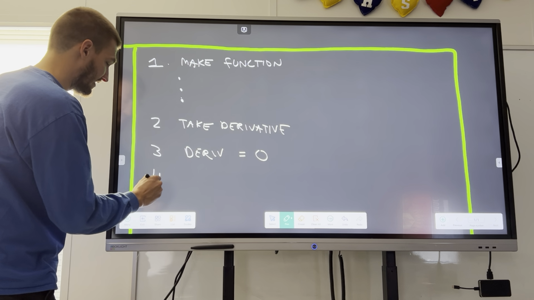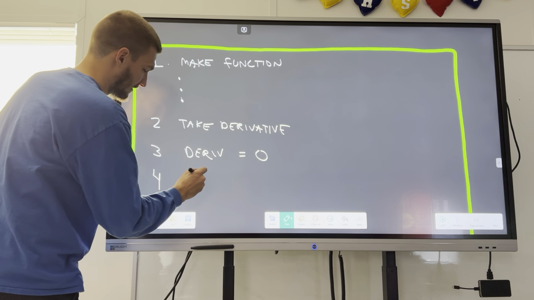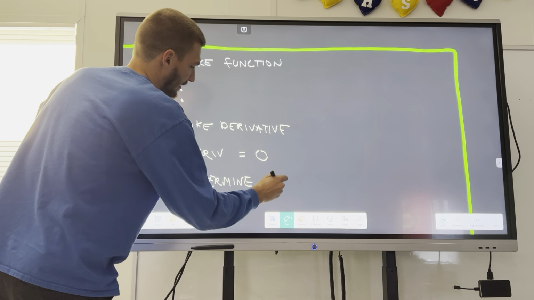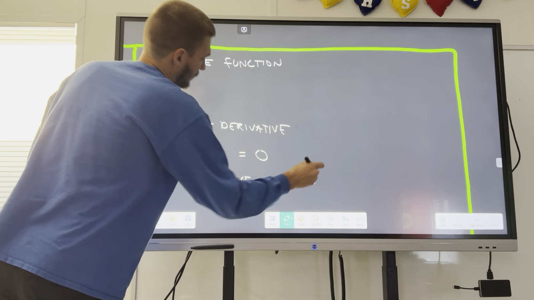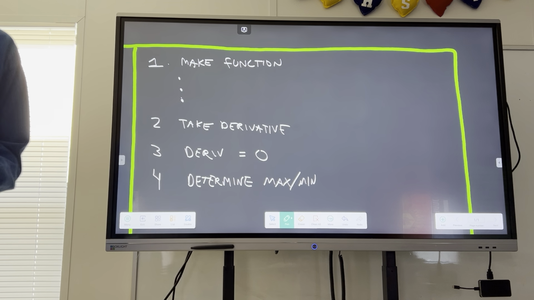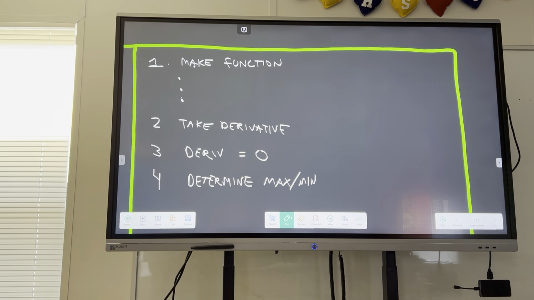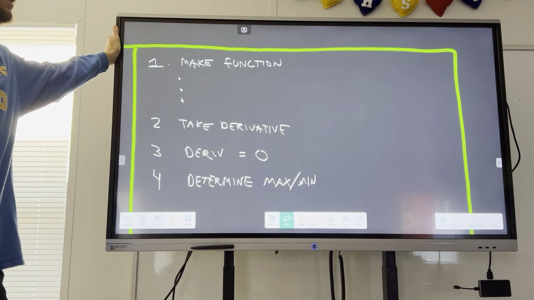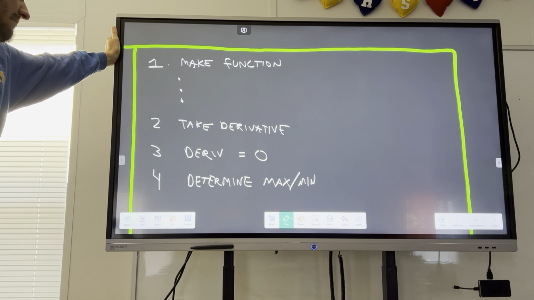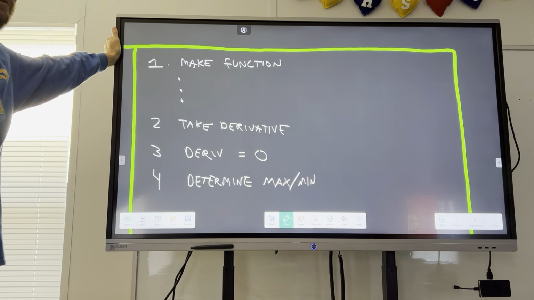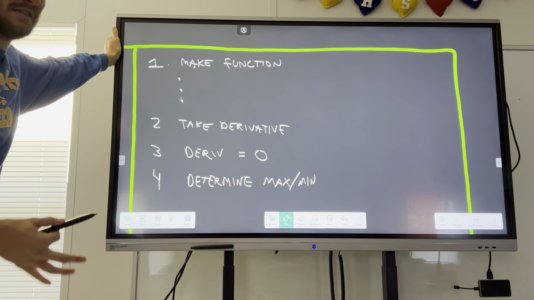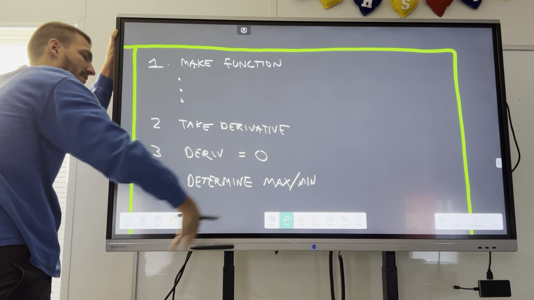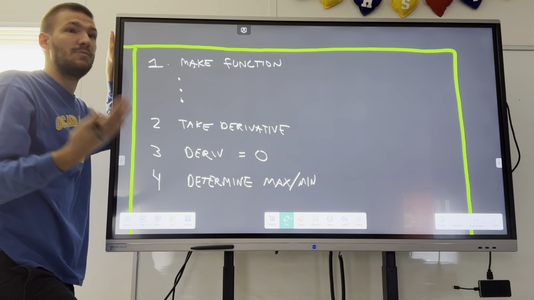And then lastly, determine if that is a max or a minimum. These are all things that we know how to do. The good news about optimization is that theoretically, there is absolutely nothing new that we're learning today. Taking a derivative, like we've said a couple times, is going to be easier than some of the crazy derivatives we've done before. Setting the derivative equal to 0 should be pretty easy.